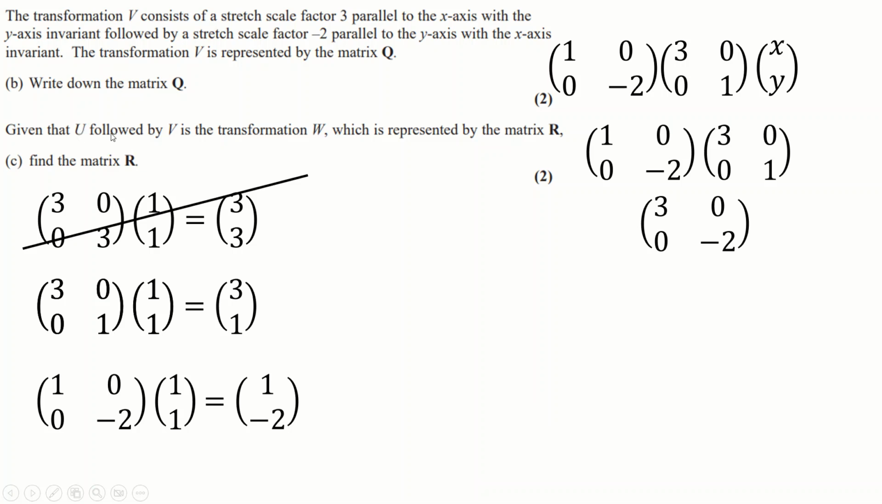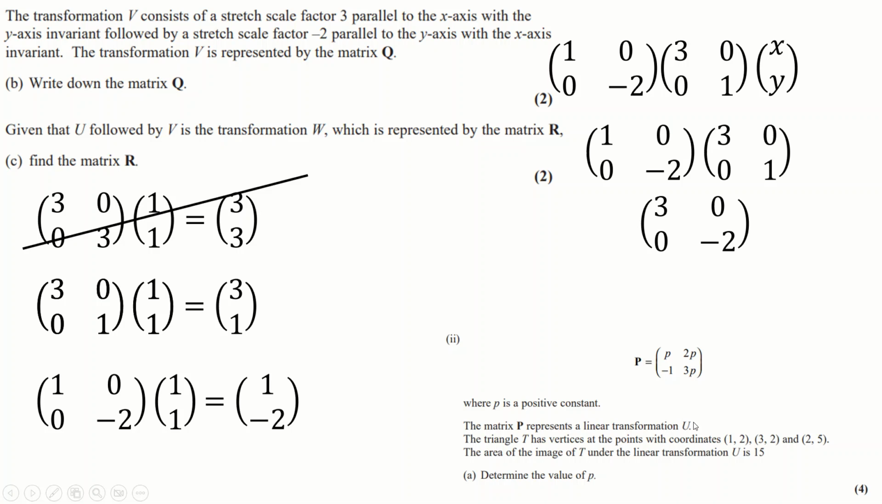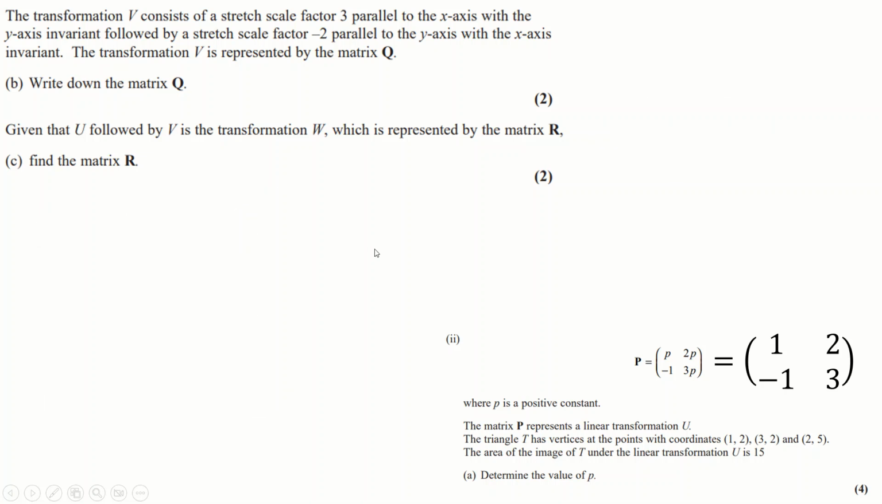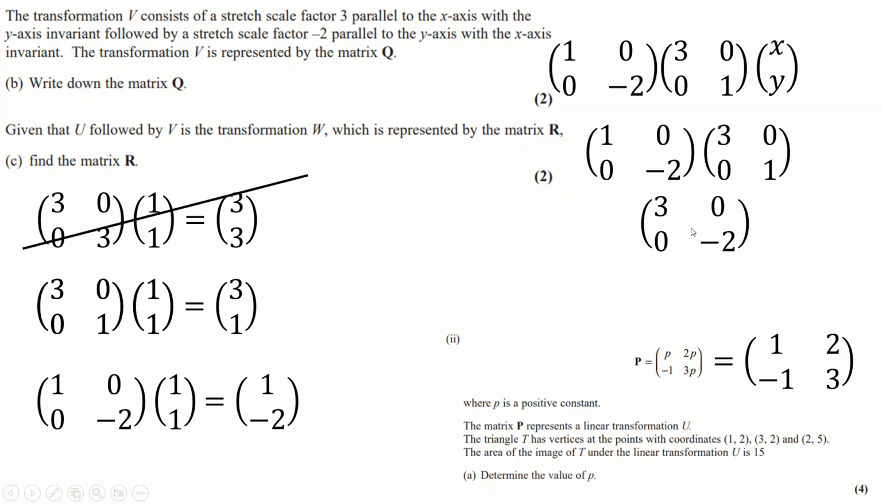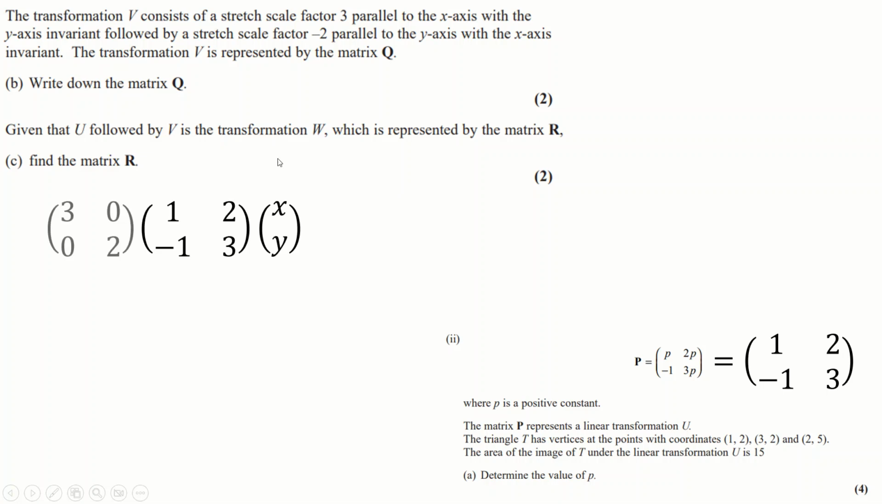And then given U, now remember U was to do with the previous bit, and we found that P was 1, remember? So that's actually this vector. So that's the matrix representing U. Given U followed by V is transformation W, which can be represented by matrix R, find R. Now this is where we do have to be more careful, because we're doing U followed by V. So U comes first, U is this vector, so it's that times xy, followed by V. V was the one we found before. This is the matrix Q representing V, so that matrix goes in front like this. There should be a minus 2, totally should be a minus 2 in front of that.